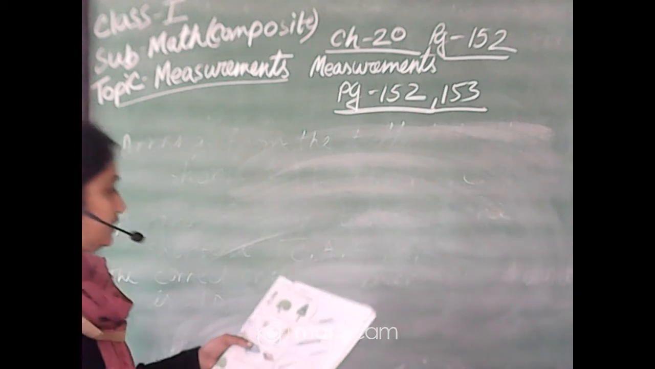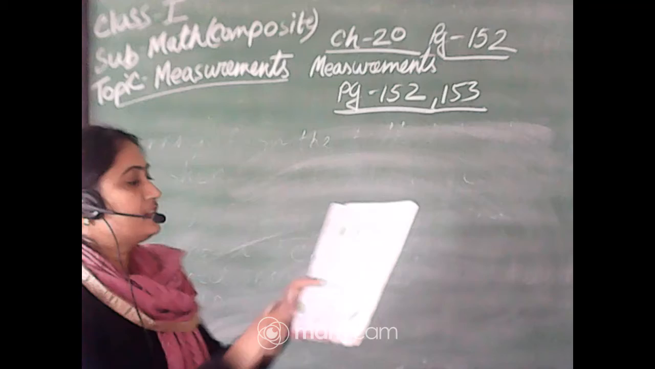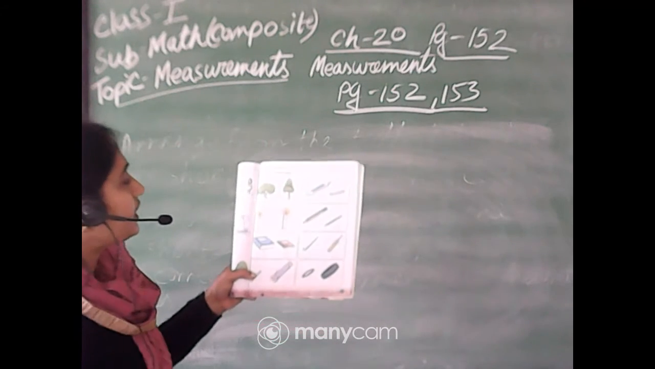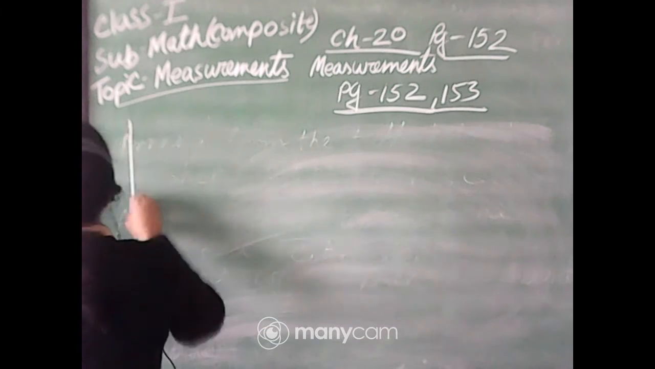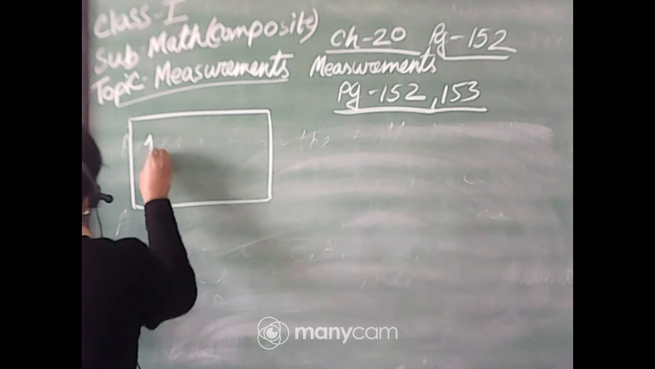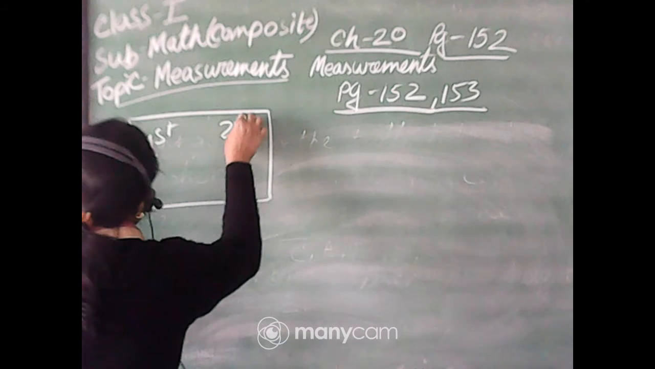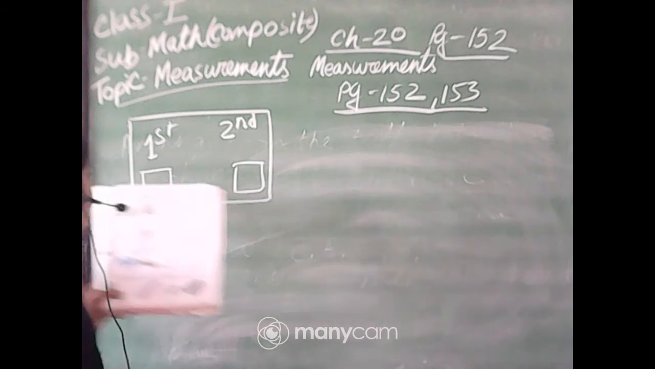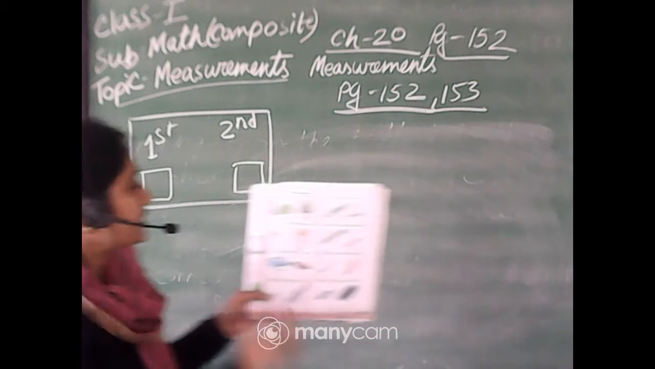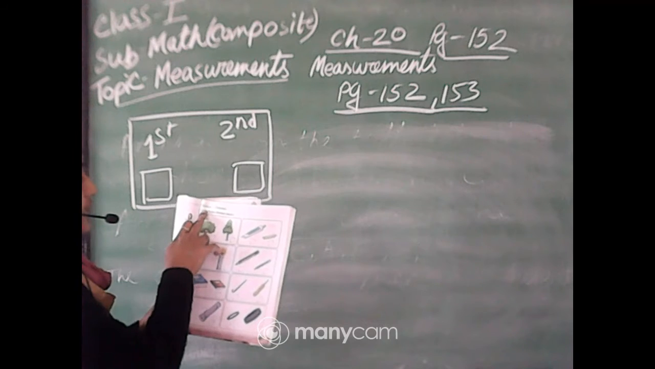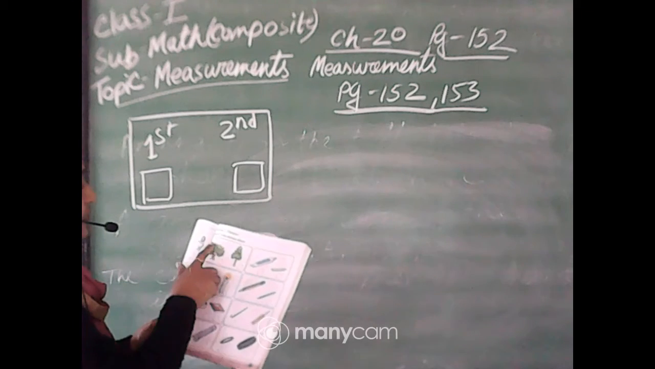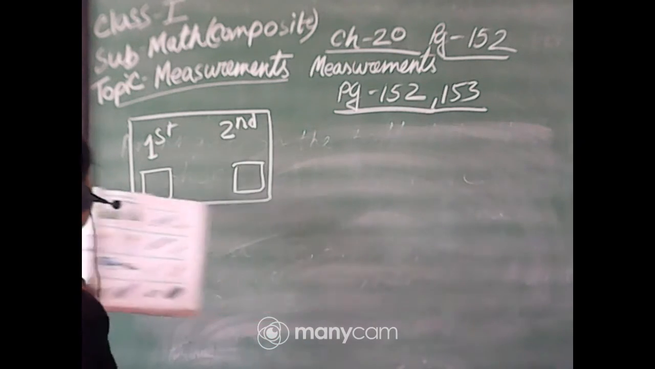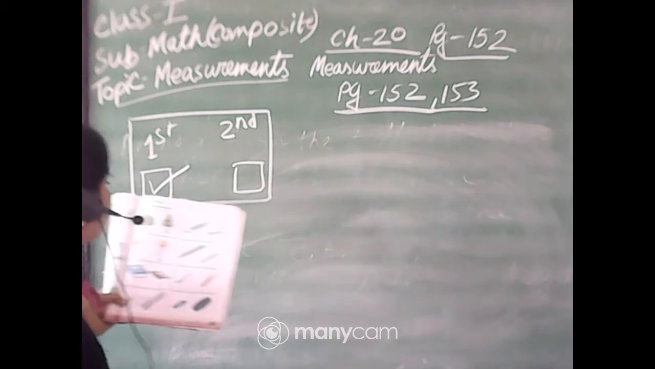Okay. Thicker, thinner. Here two objects are given. Take the thicker object. I will not draw the picture. I will just write down first and second. And in the box, you have to tick the thicker object. Which is the thicker? Thicker and thinner. Tick the thicker object. This is thicker. So please tick the first object. You have to tick the thicker.